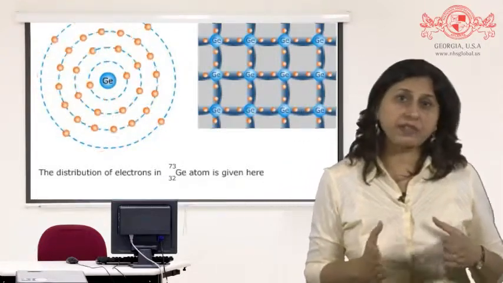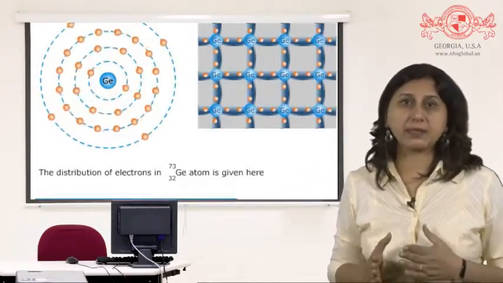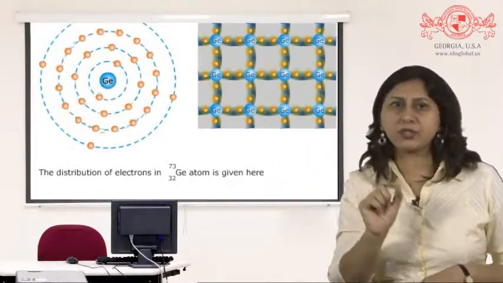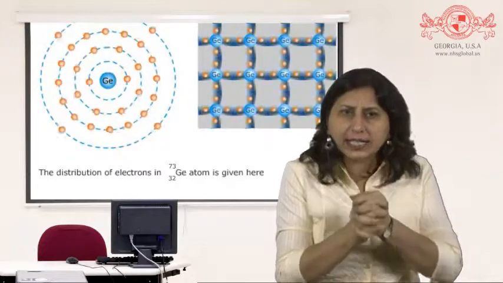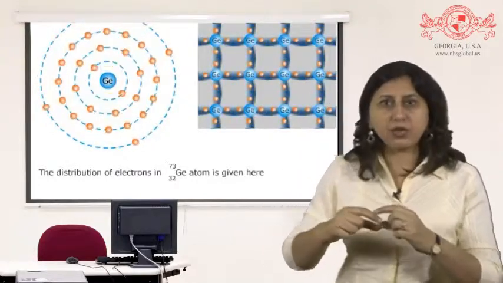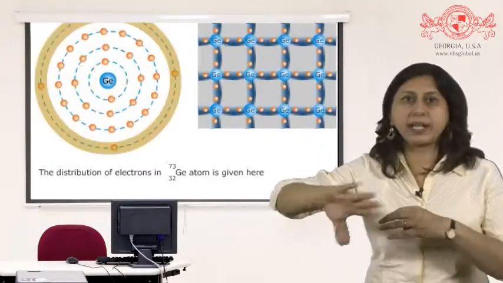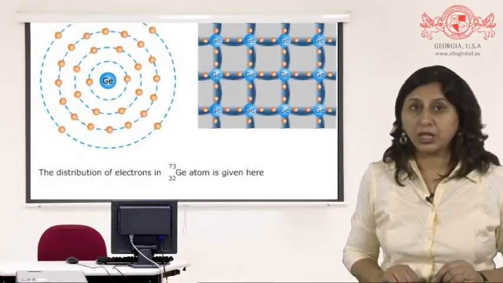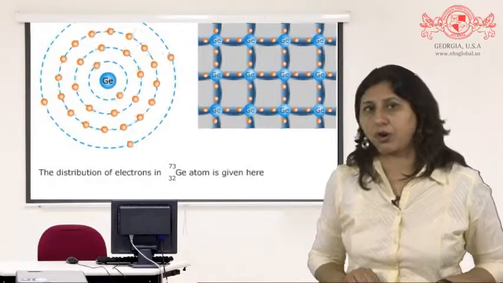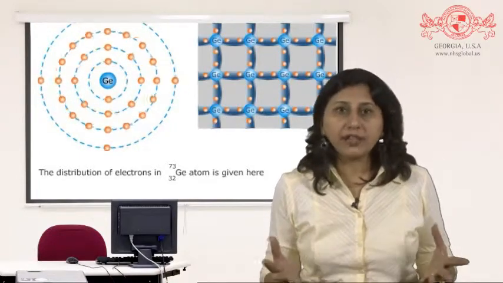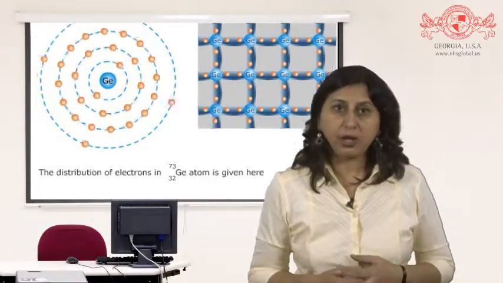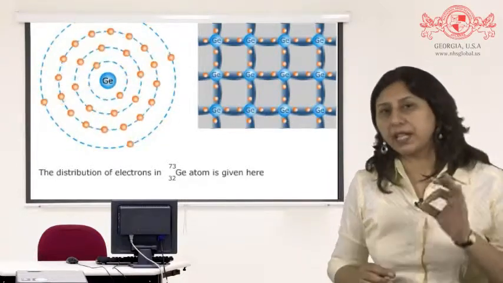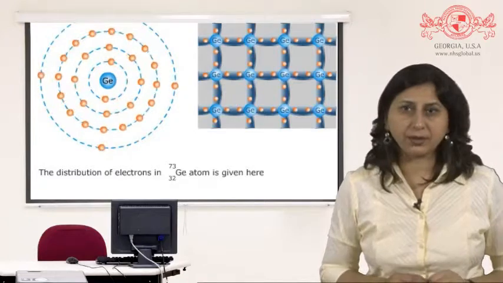The distribution of electrons in a germanium atom is given here. At absolute zero, all electrons of the semiconductor are tightly held. The inner electrons are bound, whereas the outer electrons are engaged in covalent bonding. At this temperature, covalent bonding is very strong. Hence, there are no free electrons. Therefore, the semiconductor crystal behaves as a perfect insulator at absolute zero.